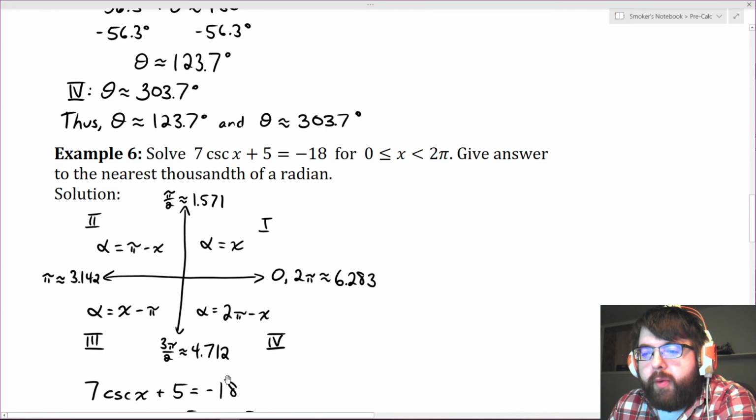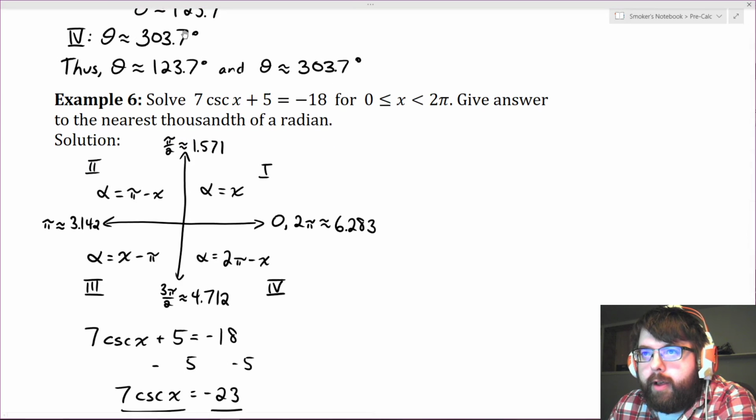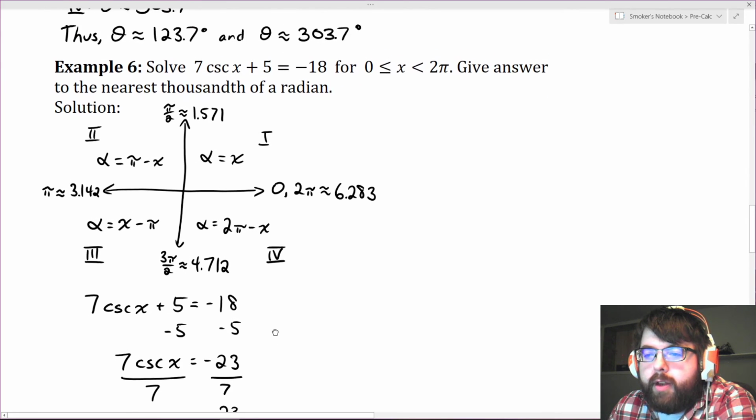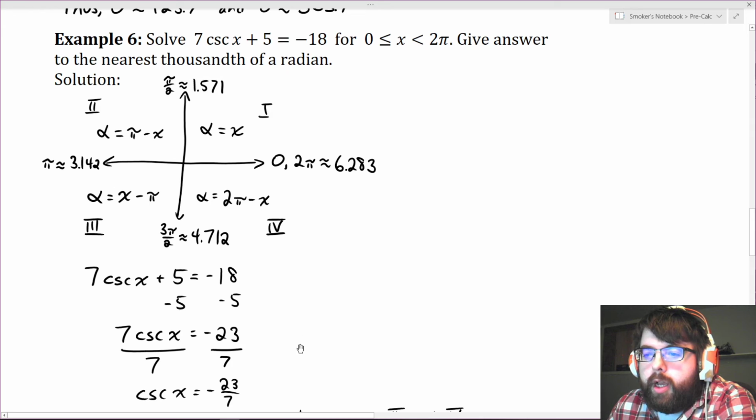So, again, the first thing we want to do in this problem is solve this for the trig function, add or subtract 5 from both sides. Something got moved here. Subtract 5 from both sides, and divide both sides by 7. This should be shocking to you. So at this point, we have cosecant x is equal to negative 23 over 7.